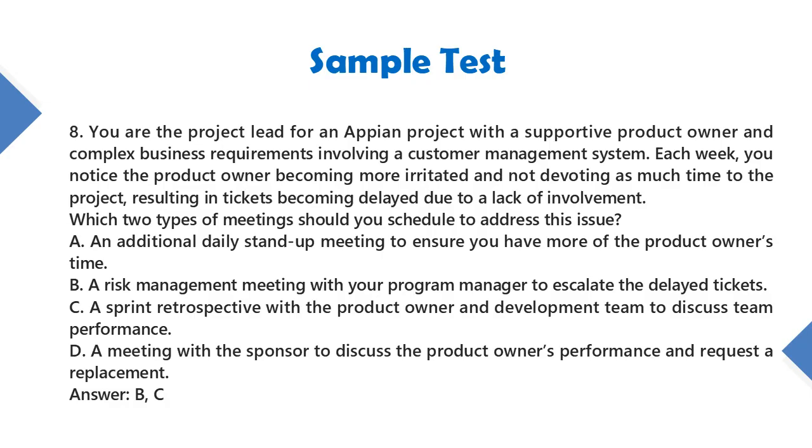A. An additional daily stand-up meeting to ensure you have more of the product owner's time. B. A risk management meeting with your program manager to escalate the delayed tickets. C. A sprint retrospective with the product owner and development team to discuss team performance. D. A meeting with the sponsor to discuss the product owner's performance and request a replacement. Answer: B, C.